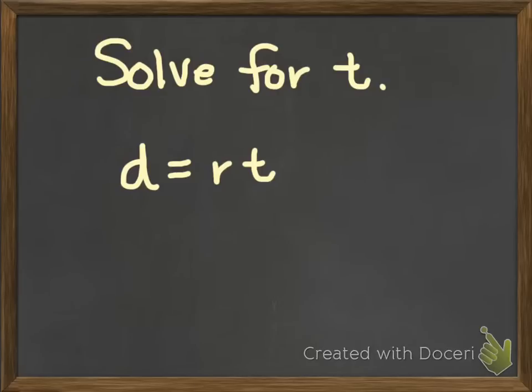Right now, there is a number in front of the t, and that's an r. So that's d equals r times t. So to undo the multiplication, we have to divide. So we're going to divide both sides by whatever's in front of that t. So there's an r in front of the t, so we're going to divide both sides by r.